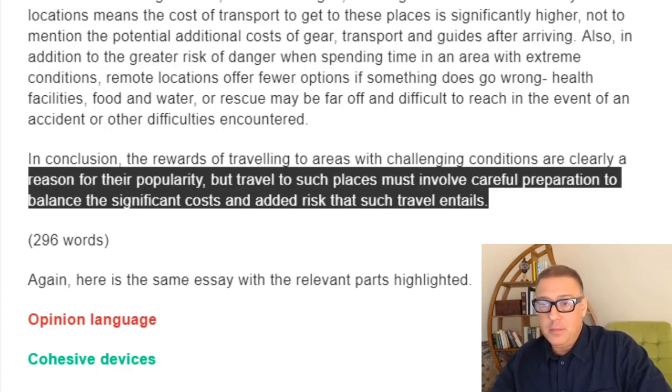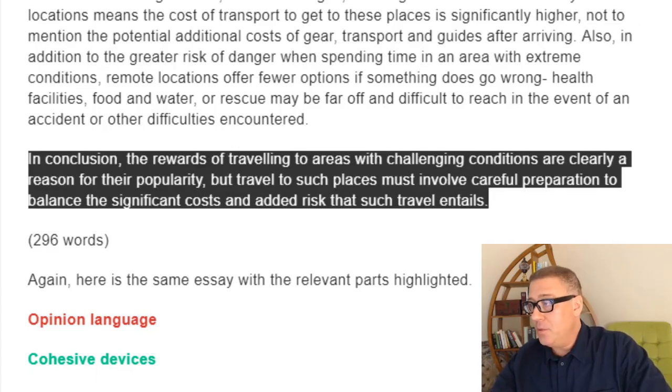So finally, what do we have? In conclusion, the rewards of traveling to areas with challenging conditions are clearly a reason for their popularity. So the benefits are why they're popular, but travel to such places must involve careful preparation to balance the significant costs and added risk that such travel entails.